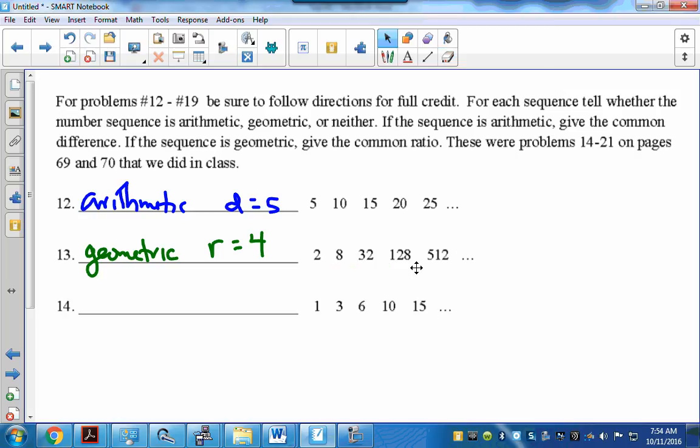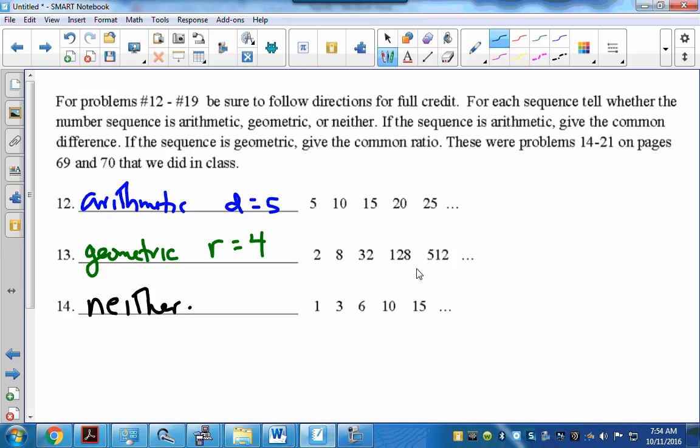Number 14. Again, let's check arithmetic first. The difference here is 2. The difference here is 3. So not arithmetic. There's not a common difference. So scratch that. Let's try geometric. If we divide 3 by 1, we get 3. If we divide 6 by 3, we get 2. So there's no common ratio either. This is one that's neither.